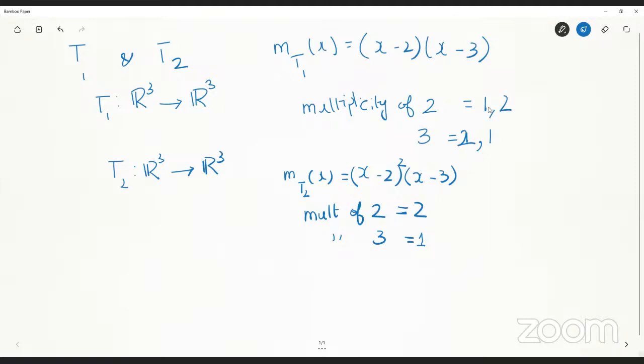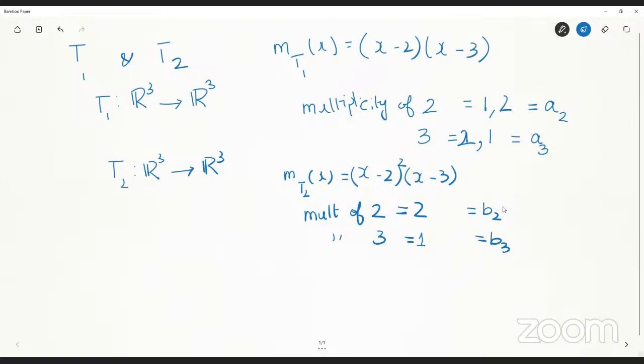So, in the question, it is given that A2 is the multiplicity of 2 for the operator T1, A3 is the multiplicity of 3 for the operator T1. Similarly, B2 and B3 for operator T2. Now, what are the options that you have? Can B2 and B3 be 1 at the same time? No, right? We have seen that B2 is exactly 2. So option A is wrong. Do you agree with that?